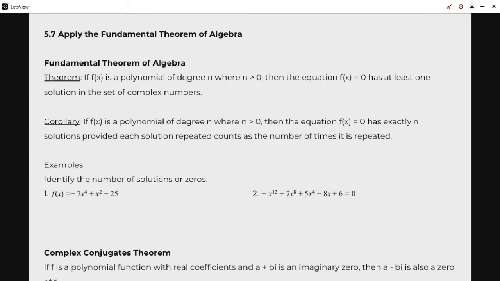So basically all that means is whatever your highest degree is, that's the number of zeros or solutions that you can have in your equation.